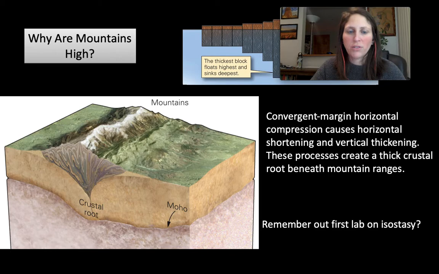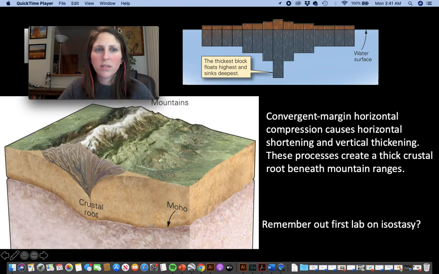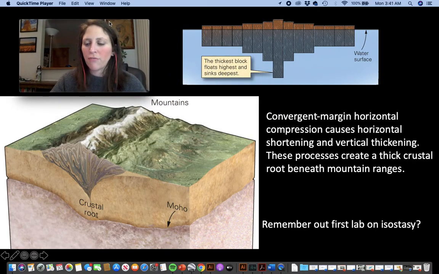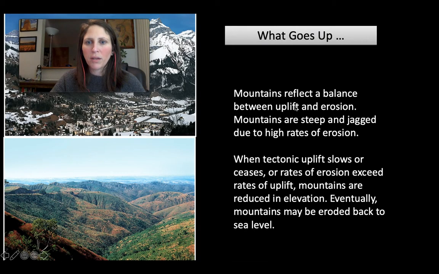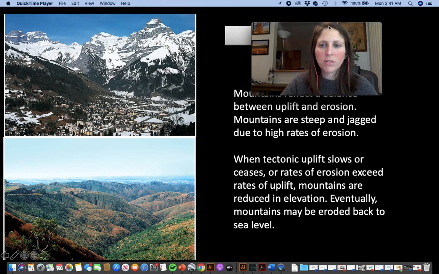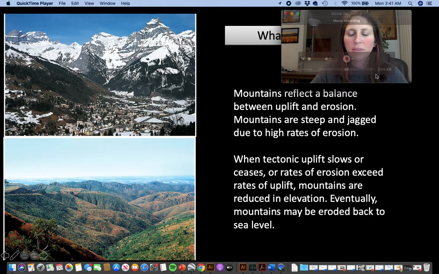Okay, so why are mountains so high? We explored this when we looked at Lab 1 back in the day, all those many moons ago when life was simpler. So revisit this slide. And then wrapping it up, what goes up must come down. Our highest mountains in the world are really, really high, but that doesn't last forever. Because over time, what happens to mountains? They get eroded and they get weathered over time.